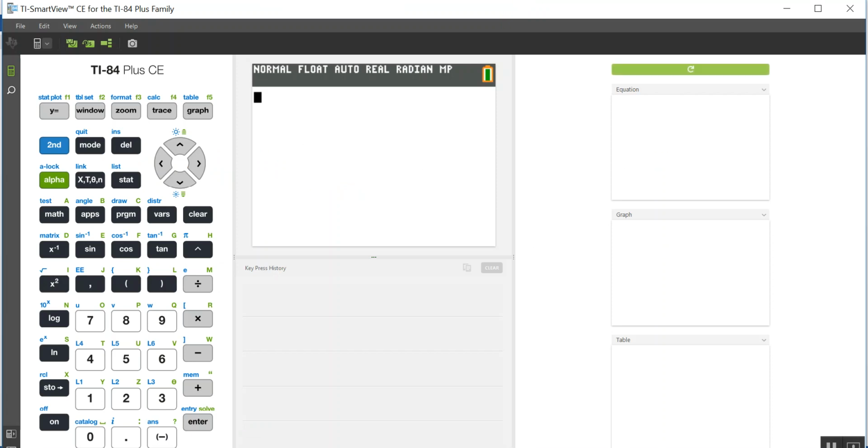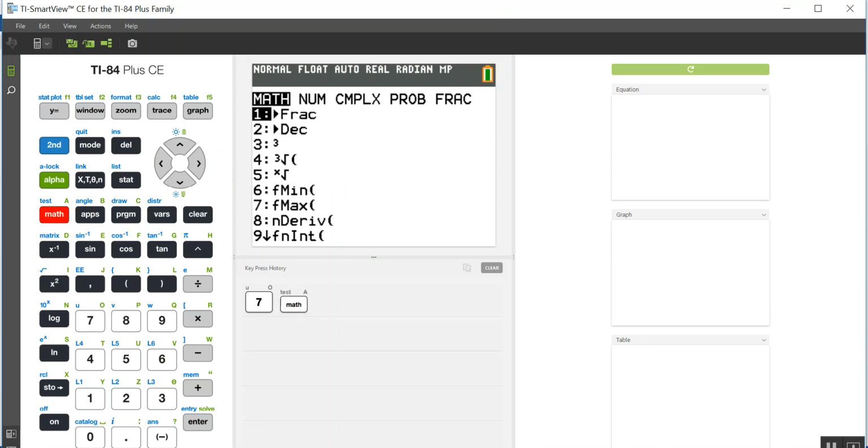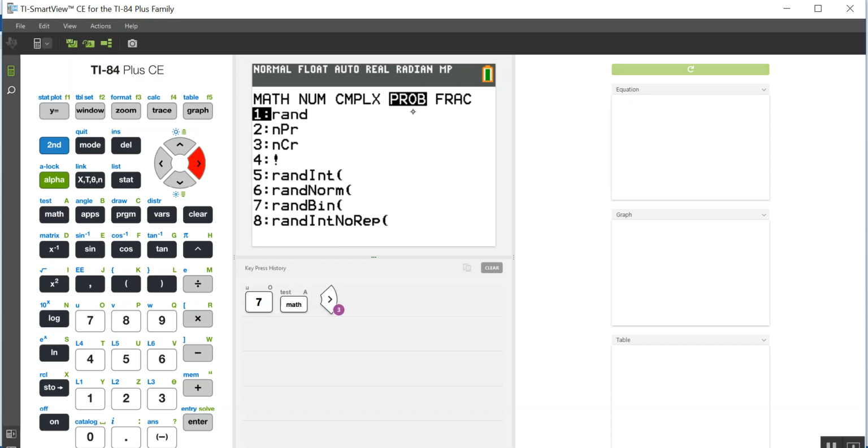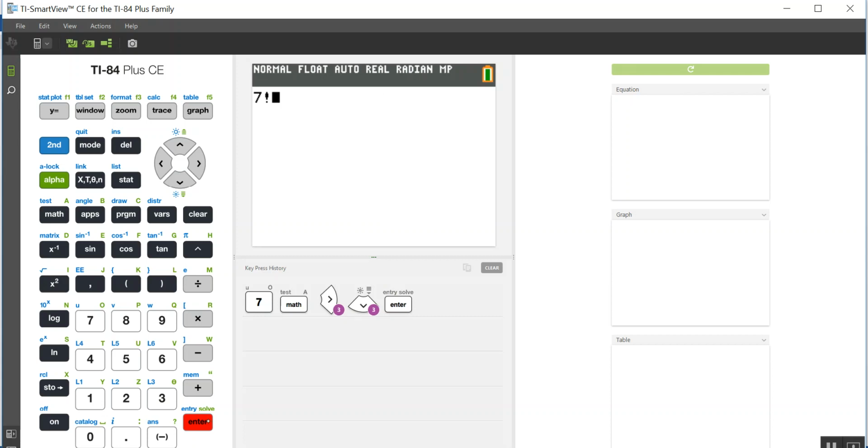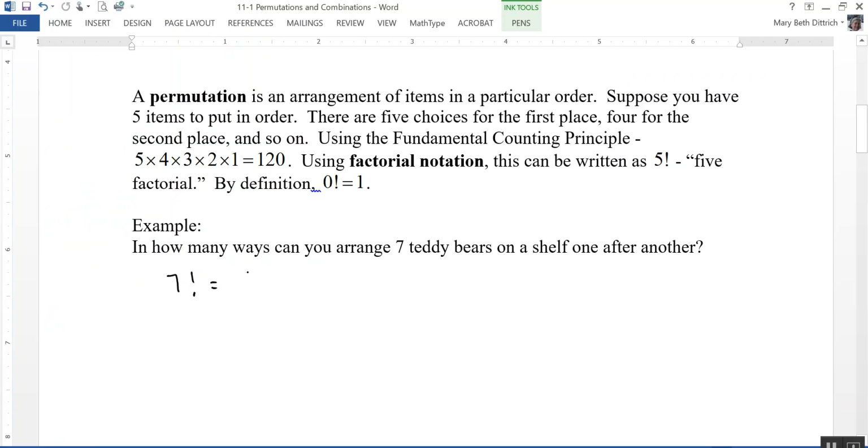So I'm going to start by putting in the number 7, and then I'm going to go to the math menu, or hit the math button, and then go over to the probability menu. It might be just a PRB in your calculator. And then we're going to go down to the exclamation point, which is number 4. Hit enter, and then hit enter again. So 7 factorial is 5,040. So there are 5,040 different ways that you can arrange 7 teddy bears on a shelf.